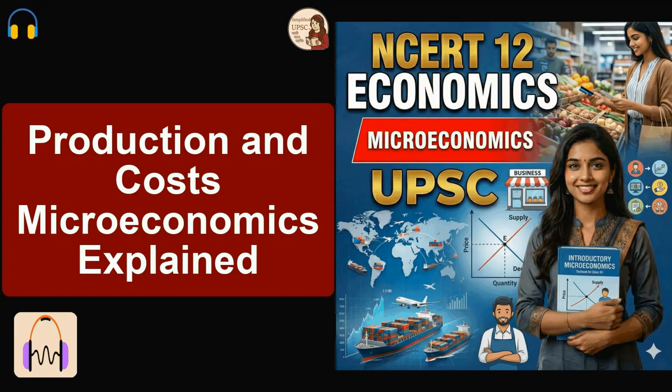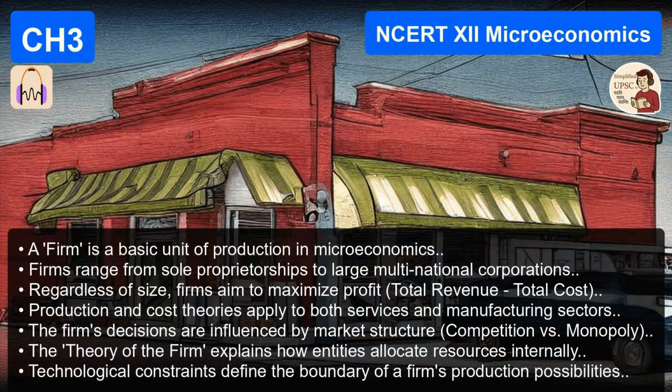Today, the camera angle changes completely. Today, we flip the coin. We're moving from the consumer to the producer. The core objective of this deep dive is to understand the supply side of the story. So how stuff gets made. Exactly. We need to understand how a firm, whether it's a giant car manufacturer or a small corner bakery, maximizes its profit. And to do that, we have to understand the mechanics of converting inputs into output.